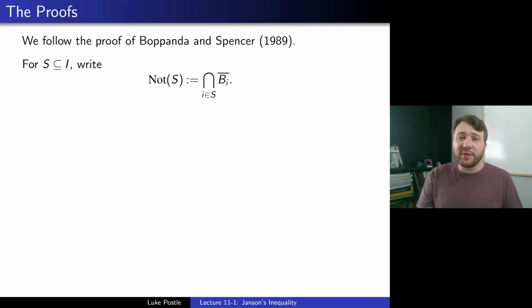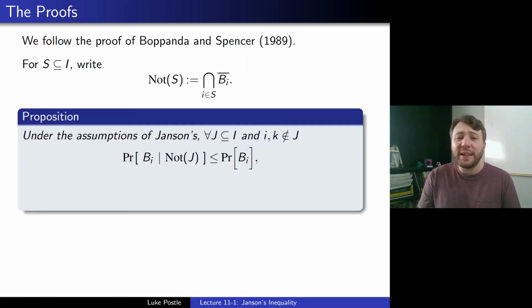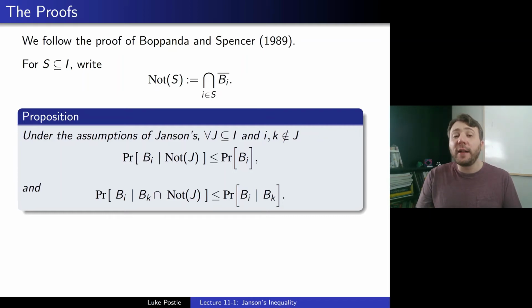And to ease up the notation a bit, for S a subset of I, we'll write not S to mean the not of all the events in S, so the not of all those Bi. I won't use this all the time, but when it gets a bit crowded. Then here's the key proposition we're going to need: under the assumptions of Janson's, for every J a subset of I, and i, k not in J, you get 2 nice inequalities. One is that the probability of Bi, given not J, is at most the probability of Bi. And the second one is similar: the probability of Bi conditioned on Bk and not J is at most the probability of Bi just conditioned on Bk. So when there's a not J that we're conditioning on, we can get rid of that in an upper bound style.